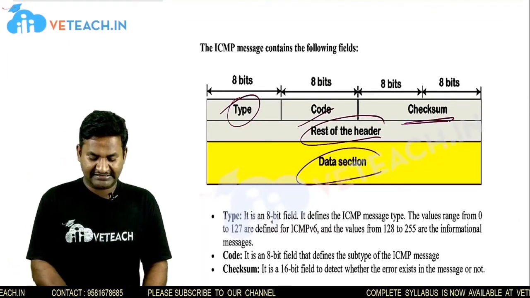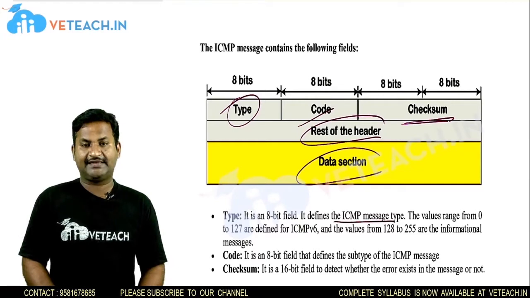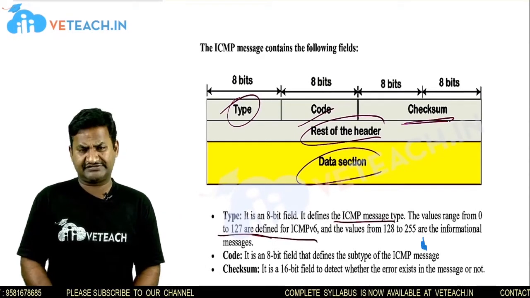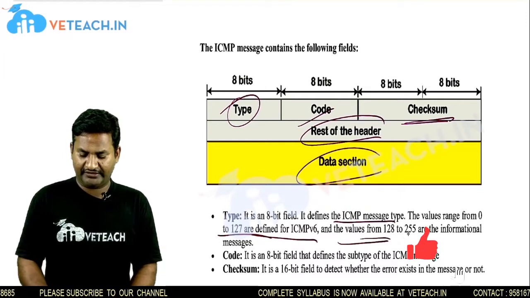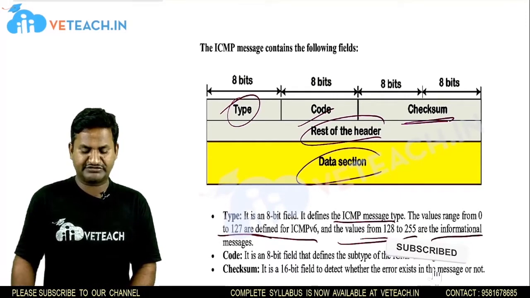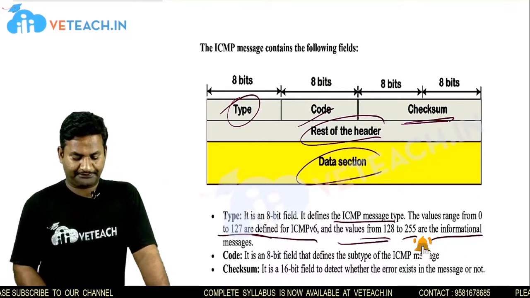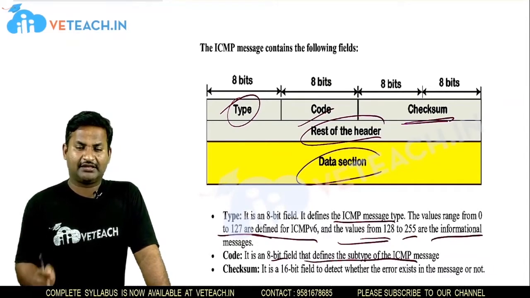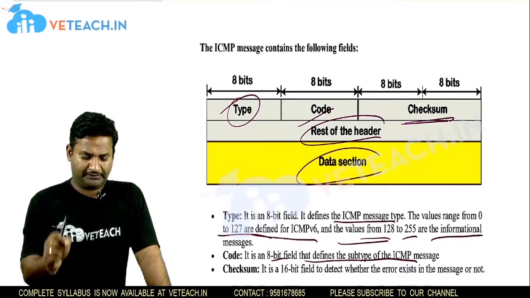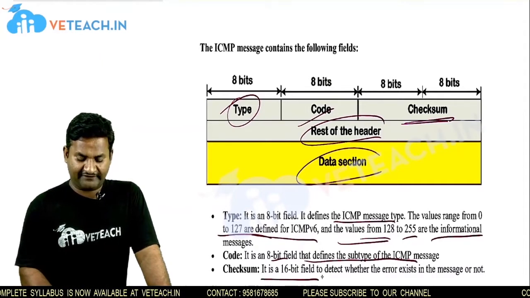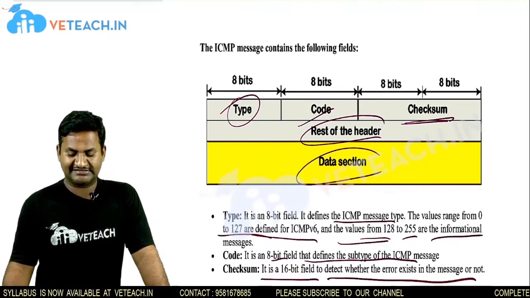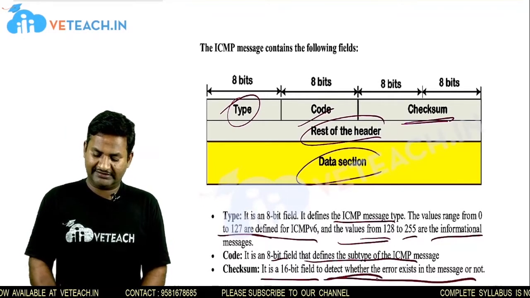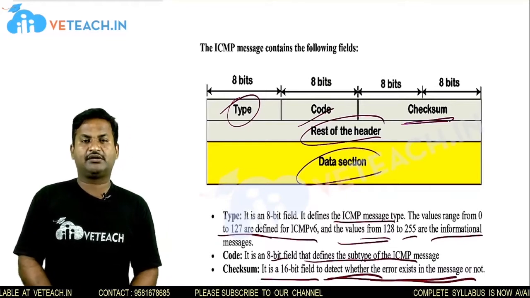Type is an 8-bit field that defines the ICMP message type. The values from 0 to 127 are defined for ICMPv6 error messages. The values from 128 to 255 are the informational messages. Coming to the code, it is an 8-bit field that defines the subtype. Subtype means 13, 12, whatever it may be. Coming to checksum, it is a 16-bit field to detect whether an error exists in the message or not.